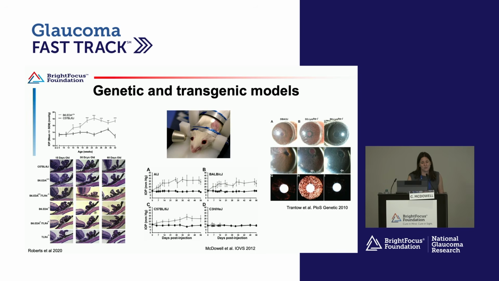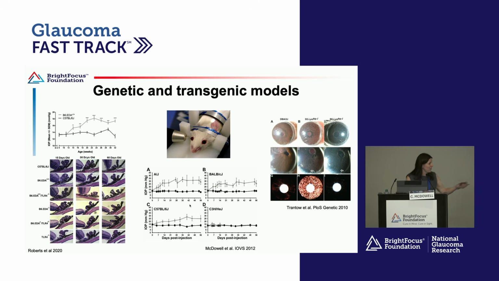So I have used a variety of genetic and transgenic models throughout my career. Starting as a graduate student with Mike Anderson at the University of Iowa, we used the DBA2J mouse model of pigmentary glaucoma to not only study aspects of pigmentary glaucoma, but also as an inbred mouse strain to compare differences in mutations, for example, on the B6 genetic background versus the D2 genetic background.